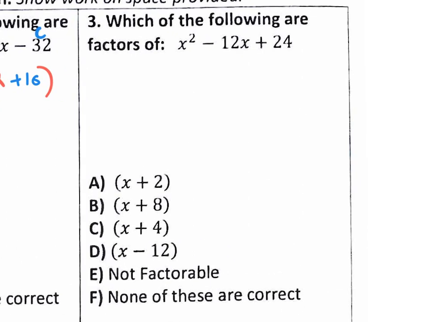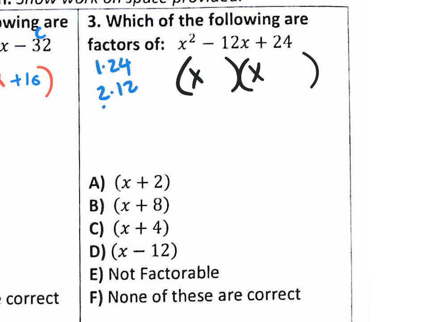Again, same type of question. So let's set it up. X, make a list. What times what is 24? 1 times 24, 2 times 12, 3 times 8, 4 times 6, and that's it. Which pair of numbers combines together to give us the b value, negative 12? 3 and 8. 3 plus 8 is 11. No. So this is 11, that's 10, that's 14. None of them give us the b value. So what does that tell us? It tells us that it's not factorable, right? So E is the correct answer right there. It's not factorable.